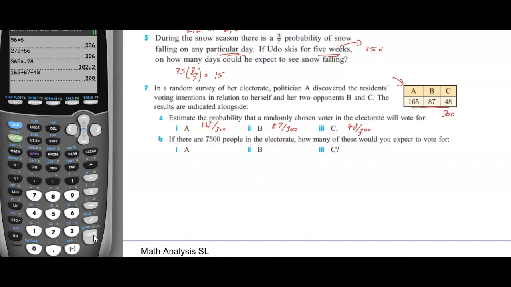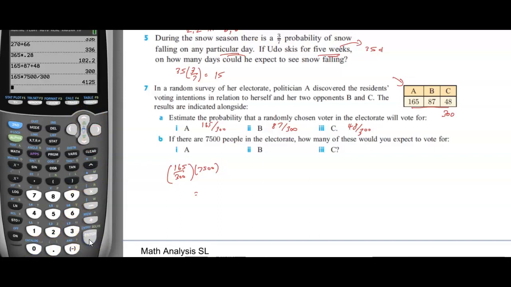If there are 7,500 people in the electorate, how many of these would you expect to vote for A? Okay, so this would be 165 over 300 times 7,500. This is like the kind of thing SAT likes to ask, right? So you don't really need a unit in this to reason through this, which is why SAT likes it. 4125.